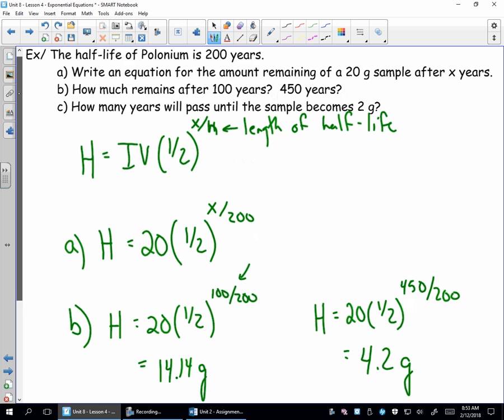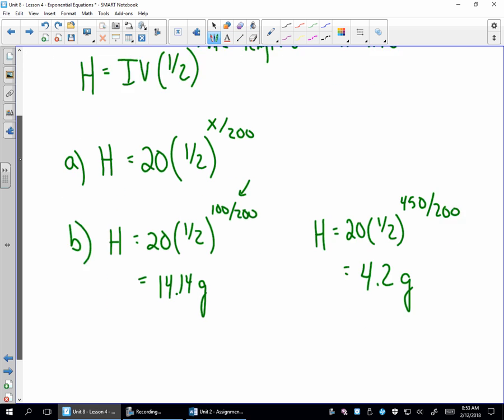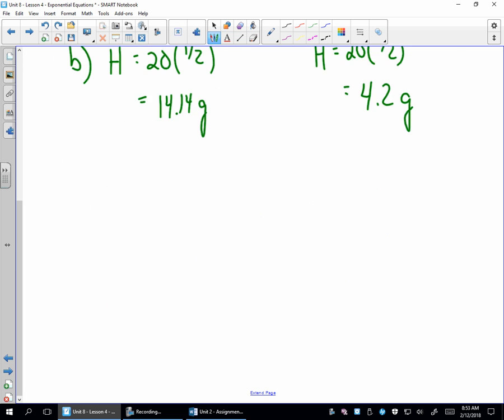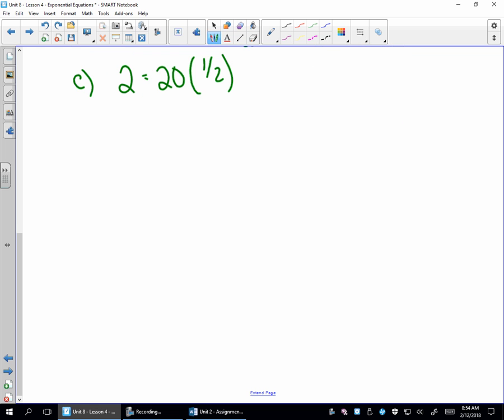And part C. Okay, so I want to solve for the exponent. I want it to come up to 2. It started at 20. And I got x over 200. Okay, I want to solve this. To solve this, it's an exponential equation. We want one number per side. I'm going to divide out 20 here, divide out the 20 there. I can use 0.5 or 1/2. Doesn't make a difference which, okay?